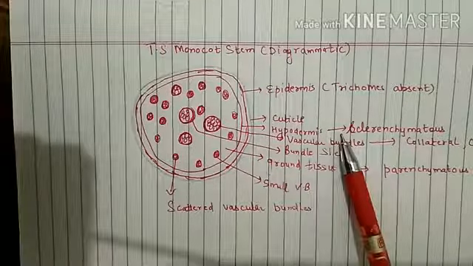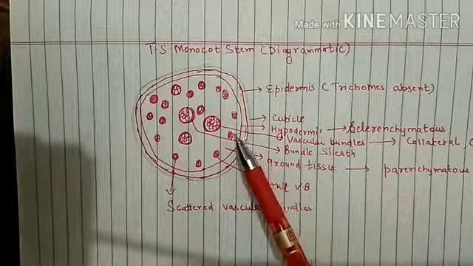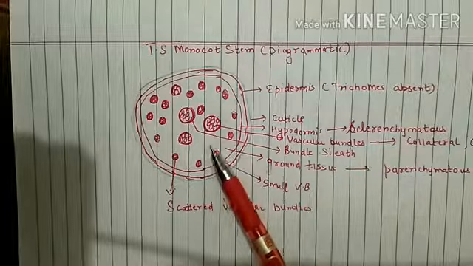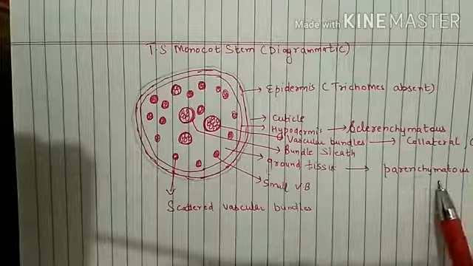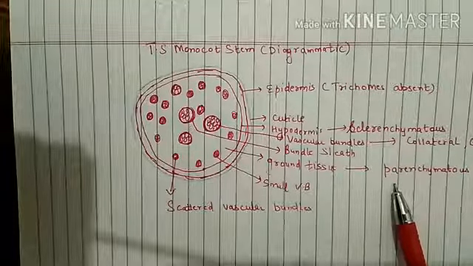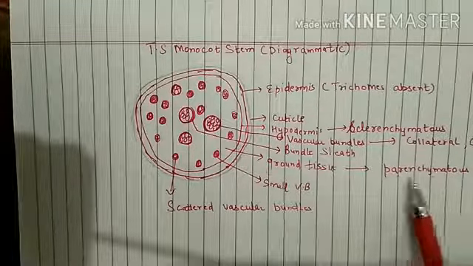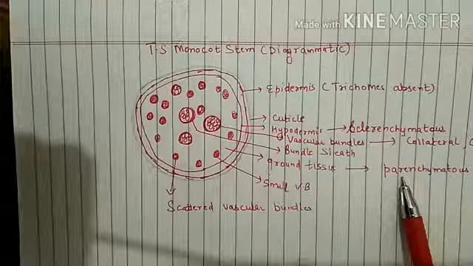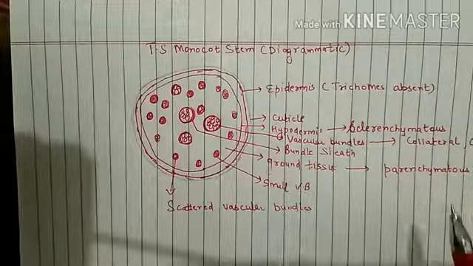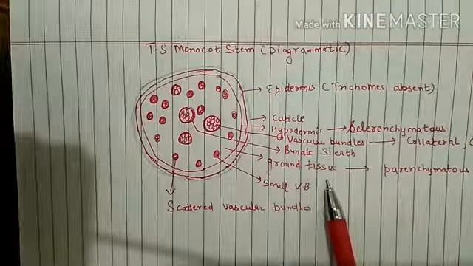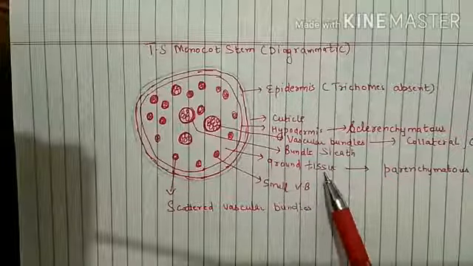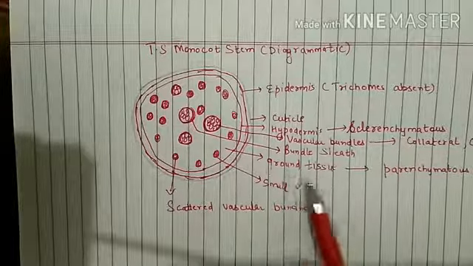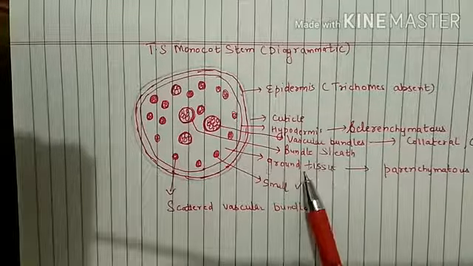Then next is the ground tissue. Directly after the hypodermis there is a ground tissue. The ground tissue you are observing here is made up of a mass of thin walled parenchymatous cells. And if you remember, in the dicot stem the ground tissue was further differentiated into cortex, endodermis, pericycle, but here in monocot stem the ground tissue is not at all differentiated.